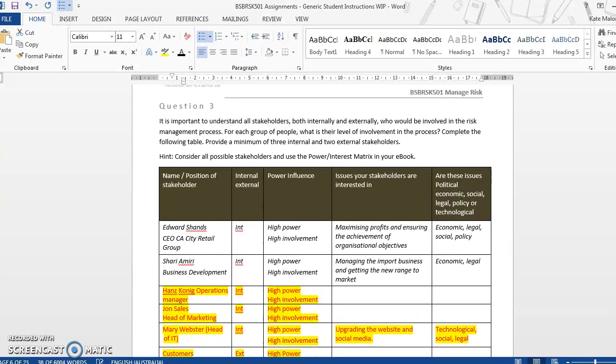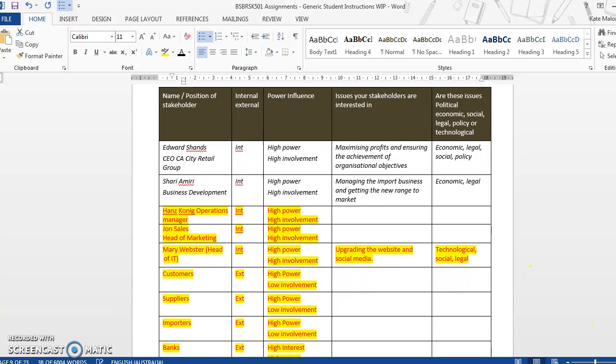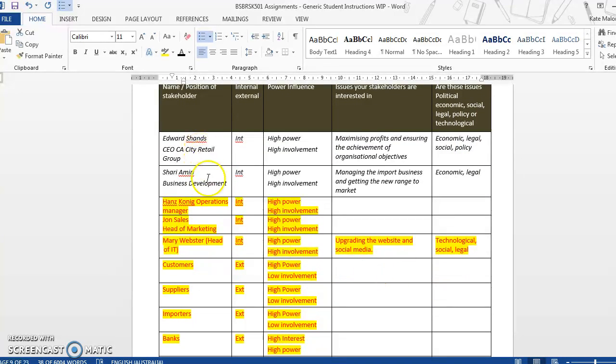Okay, question 3, we need to put in the stakeholders, say whether they're internal or external, what their power and influence is, or power and involvement is in the risk process, what issues they'd be interested in, and what type of issues they are. So for instance, economic, social, legal, policy or technological. So that you'll have 2 examples on your assignment, so Edward Chance and Shari Amiri, so they're 2 internal.